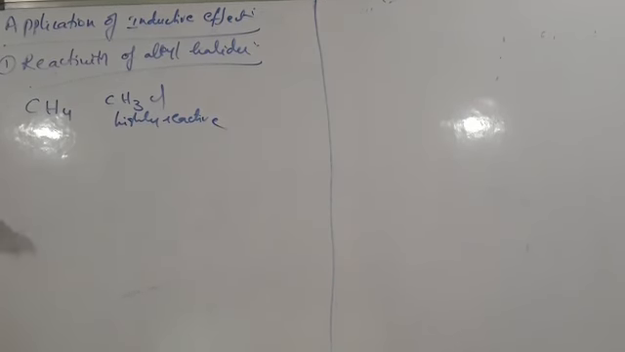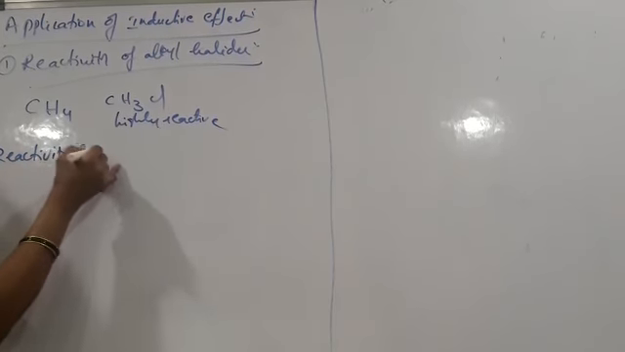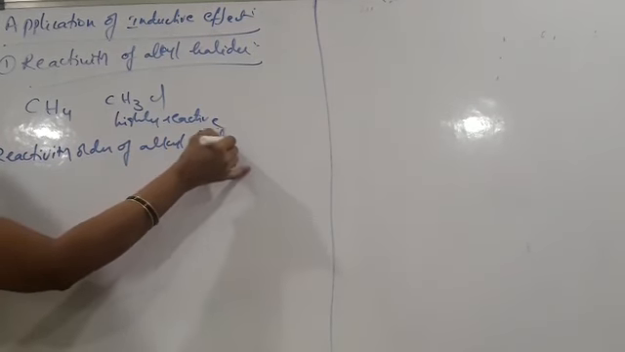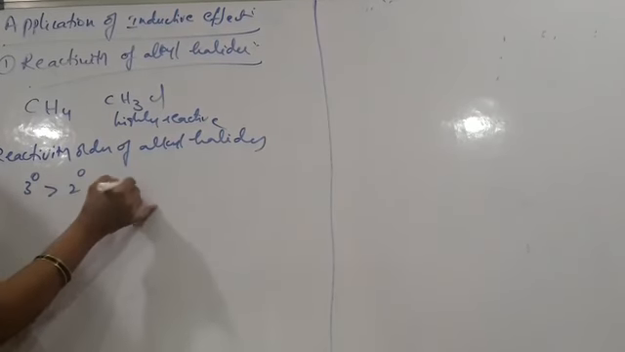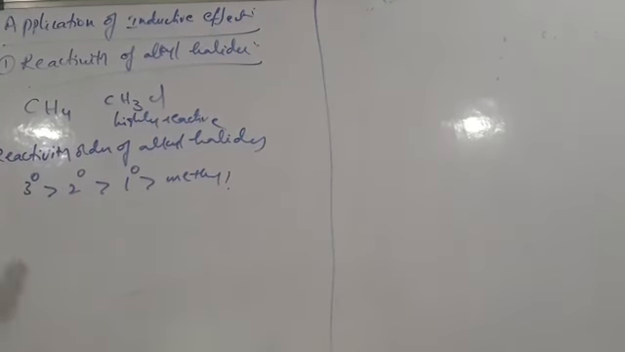Then coming to the reactivity order of alkyl halides. Tertiary alkyl halides are more reactive than secondary, secondary is more reactive than primary, and primary is more reactive than methyl. So the reactivity order of alkyl halides is: tertiary is greater than secondary, greater than primary, greater than methyl.